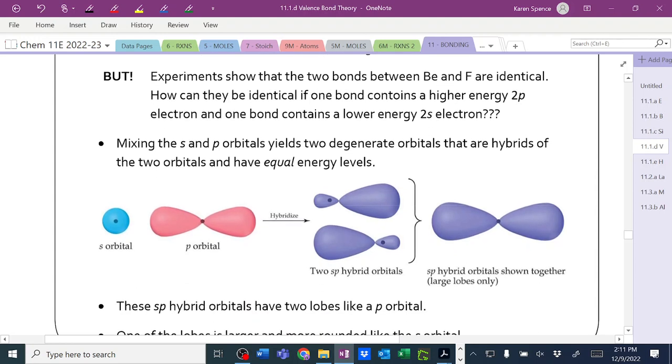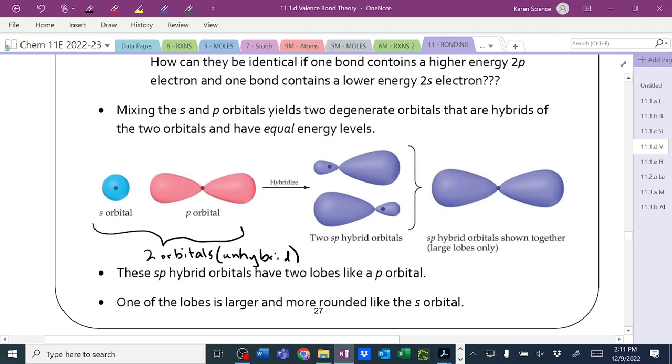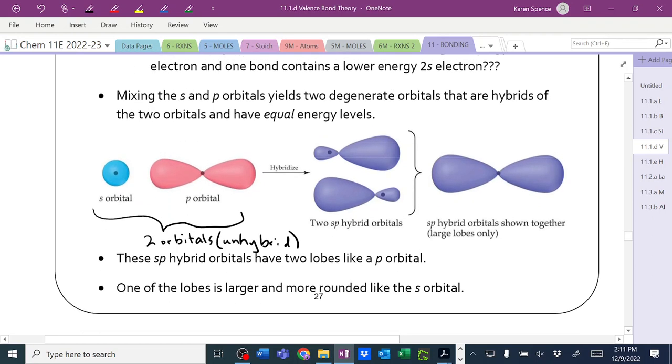Okay, so here's our s orbital. Here's our single p orbital. We're not using the other ones. The other two are just sitting there. Okay, we hybridize them, and because we have two orbitals here, unhybridized, we end up with two hybrid orbitals. And if we show them overlapping on each other, we are showing only the large lobes. If we showed the small lobes, they would go like that and like that.